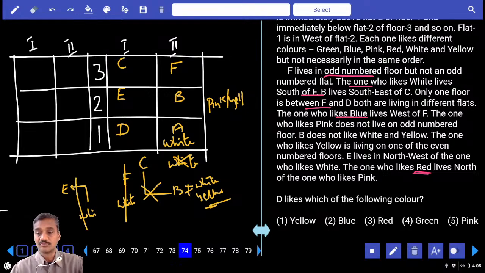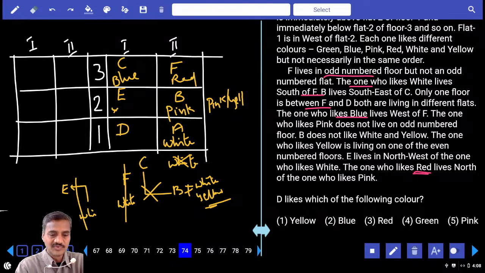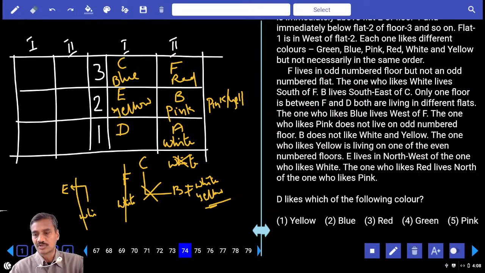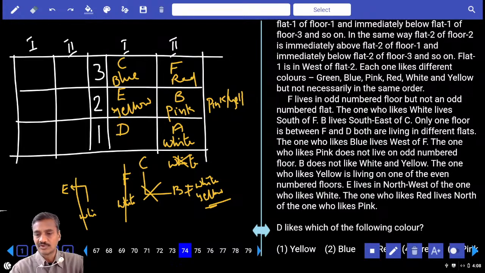The one who likes blue lives to the west of F. Now blue is to the west of F, so blue must be here. As blue is here, and red is to the north of pink, we cannot have pink here, hence B is pink in color. And if B is pink in color, F is red in color. And if F likes red color, E likes yellow color. And if E likes yellow color, what is the only color left over? Green. Now D likes green color.